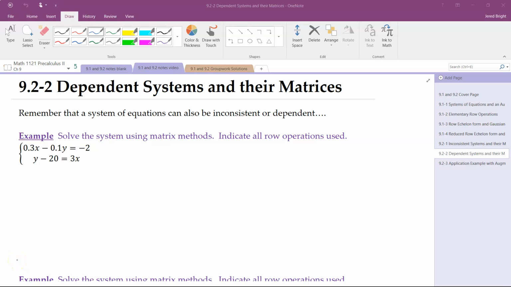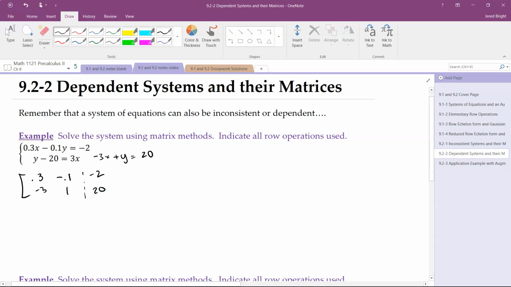We're going to continue solving systems, and this video is titled Dependent Systems, so we're probably going to see some dependent systems, and we'll see what to do with those. Alright, so we're going to begin traditionally by writing the augmented matrix. So 0.3, negative 0.1, and then minus 2. Now we have to mentally rearrange this, so this would be minus 3x plus y is equal to 20. So it'd be minus 3 and then 1 and 20.